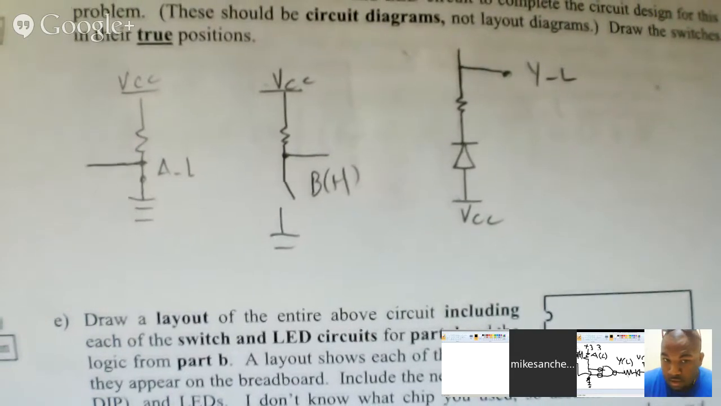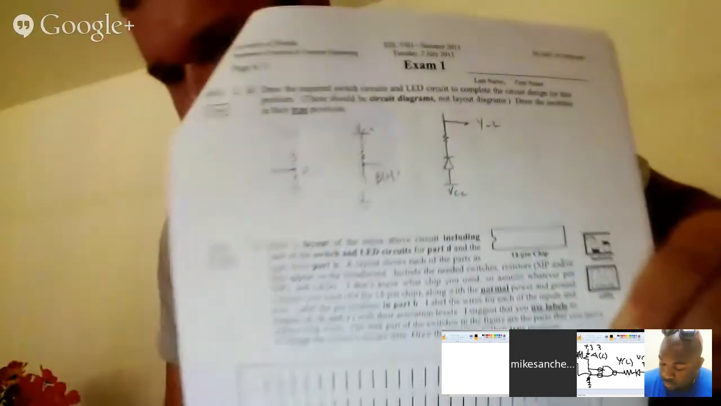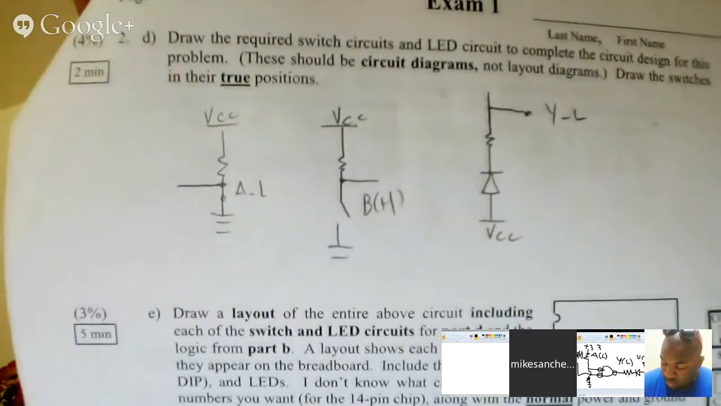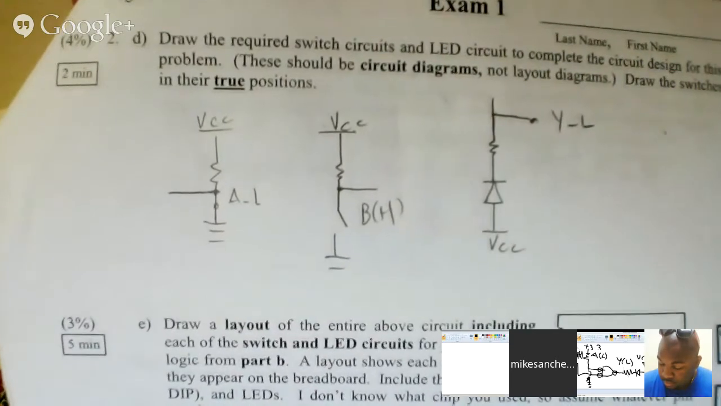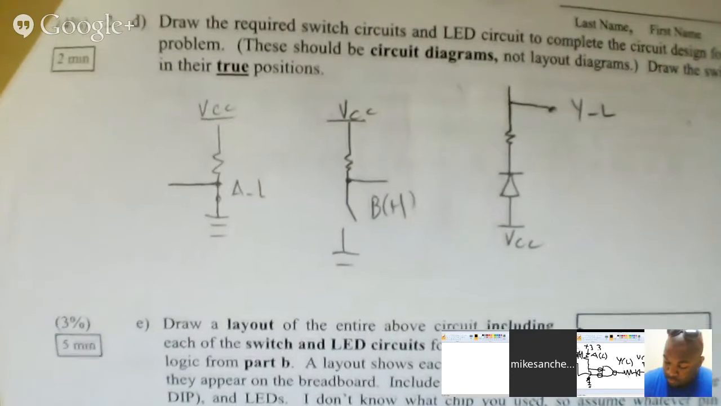Also remember on the LED circuit, keep in mind your cathode. Keep in mind the what? The cathode on the LED. That's a little line, right? Yep.